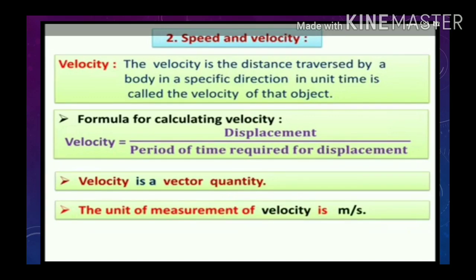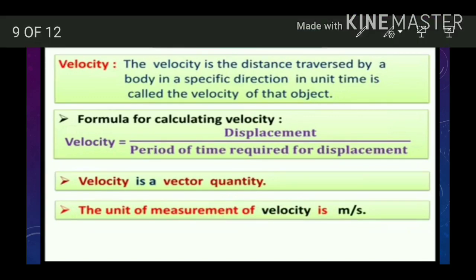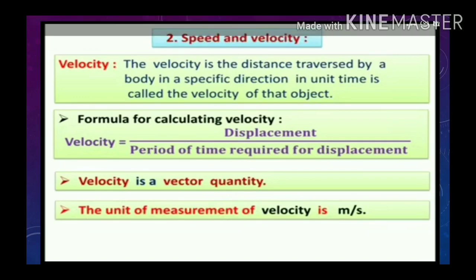Velocity. The velocity is the distance traversed by a body in a specific direction in unit time is called the velocity of that object. See the difference. Here also distance is traversed, but in a specific direction. Here you have to mention the direction.